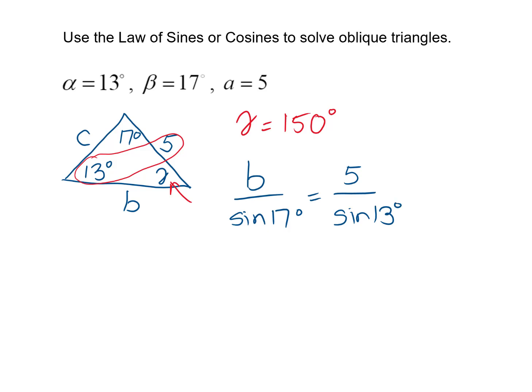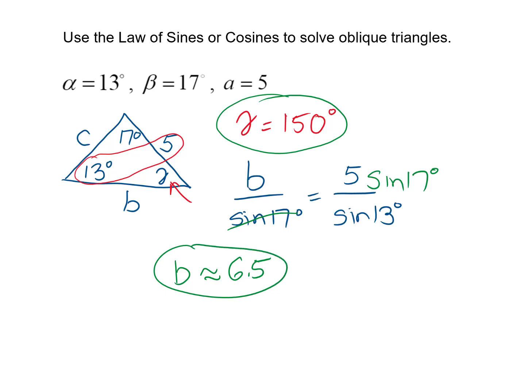Now I just need to solve this for B, and that would put the sine 17 over here, and then get the calculator and go ahead and punch buttons, and we'll round to 1 decimal place. So we multiplied this over, so we've got 5 sine 17 degrees divided by sine 13 degrees, and to 1 decimal place, that's 6.5. So we've got gamma, we've got B, and now we need to find C.